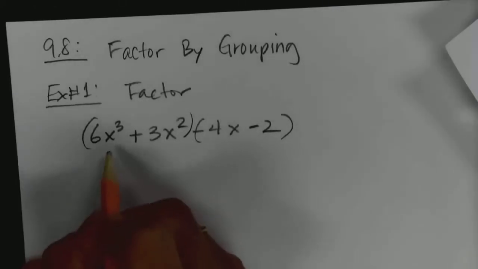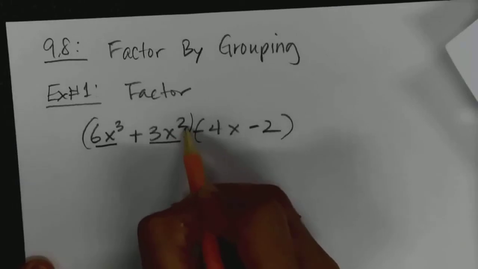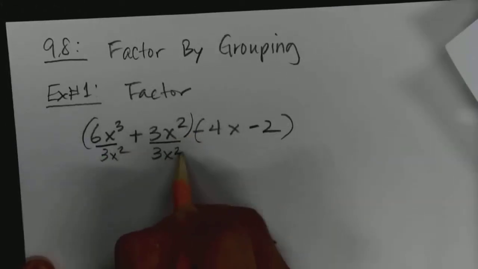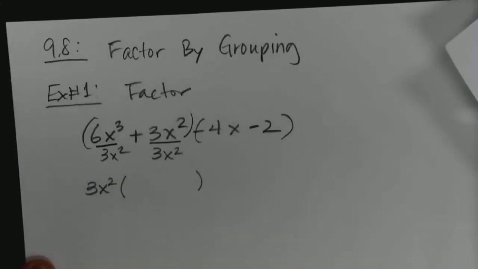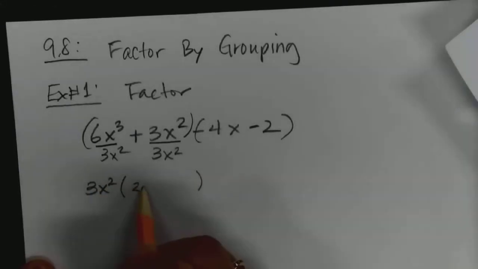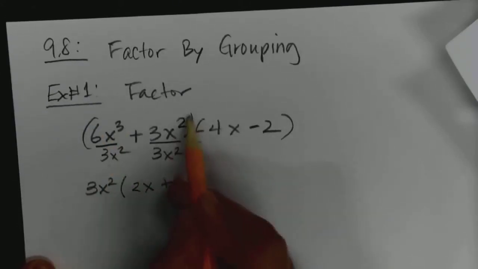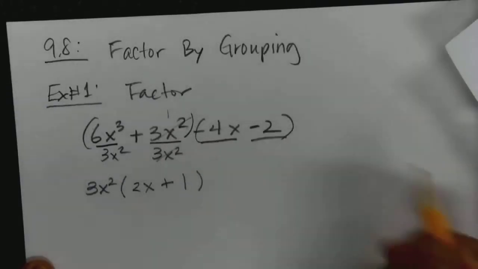Yes, thank you. So what is the greatest common factor between those two? 3x squared. Remember, it's always the lowest exponent. So 3x squared is my greatest common factor, so you pull that out, 3x squared. So what's left after you divide it out? 2x, right? Plus, this goes in there once. 1. All right, what's the greatest common factor between negative 4x and negative 2?